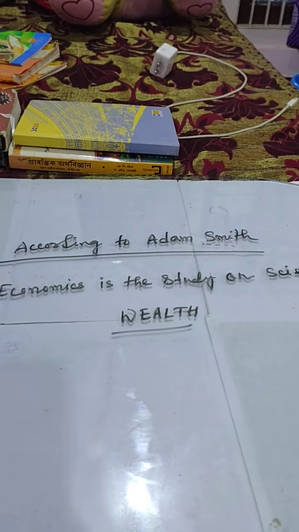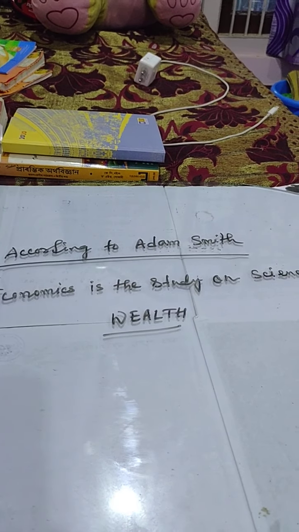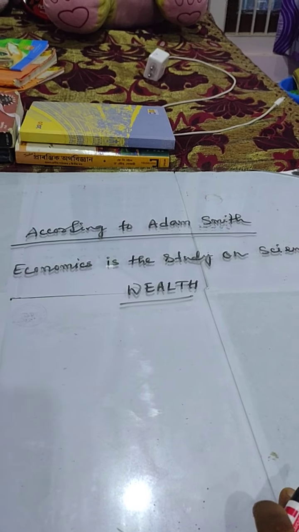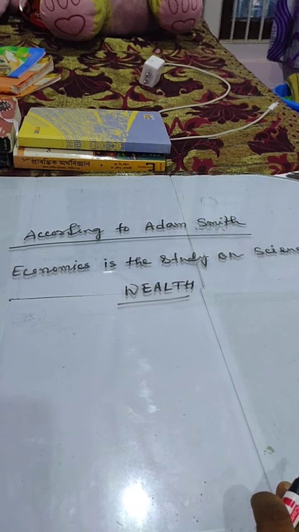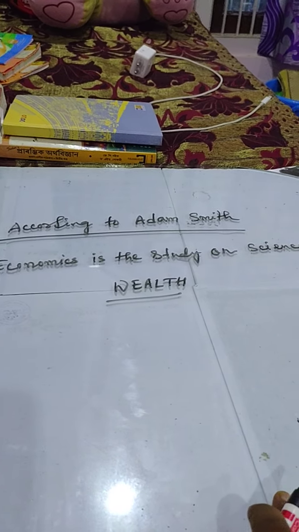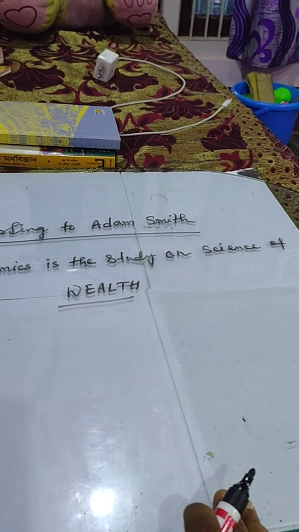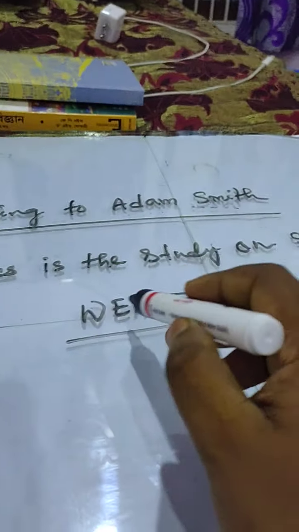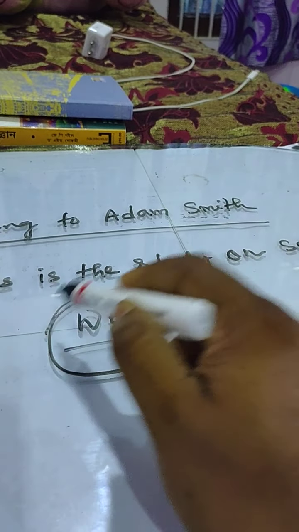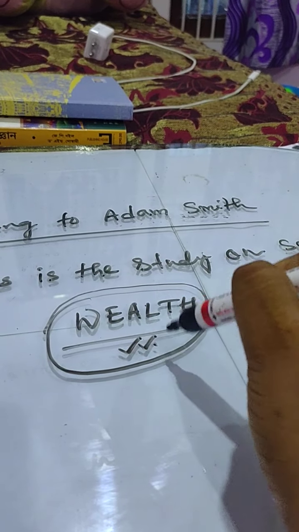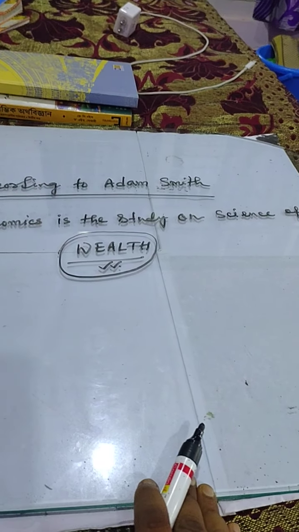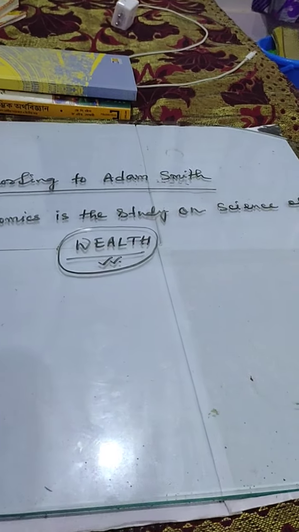According to Adam Smith, economics is the study or science of wealth. It is one of the shortest definitions given by Adam Smith, the father of economics. That is, economics is the study or science of wealth. The main point of this definition is wealth. When a subject studies wealth, it is called economics. So in a simple sense, economics is the study or science of wealth.